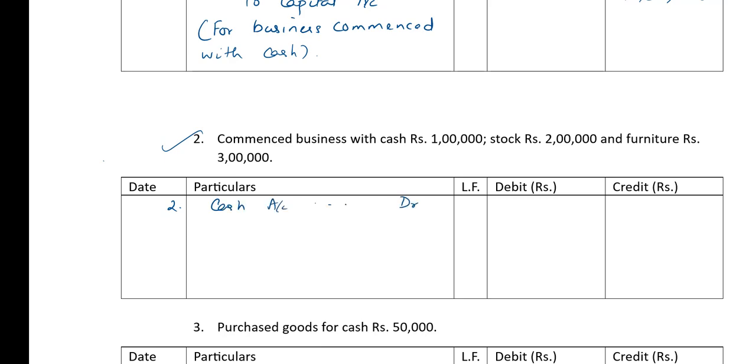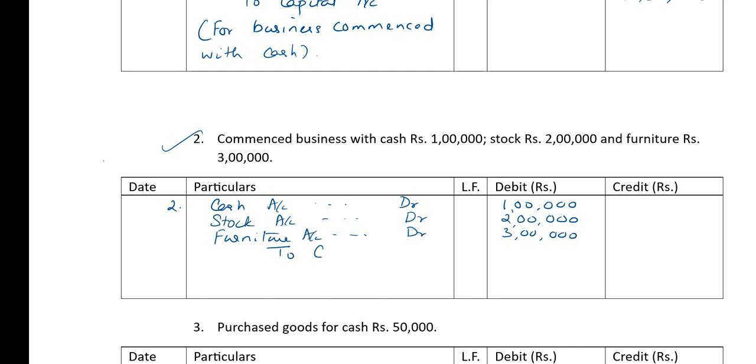Cash account debit with 1 lakh rupees. Stock account debit with 2 lakh rupees. Furniture account debit with 3 lakh rupees.